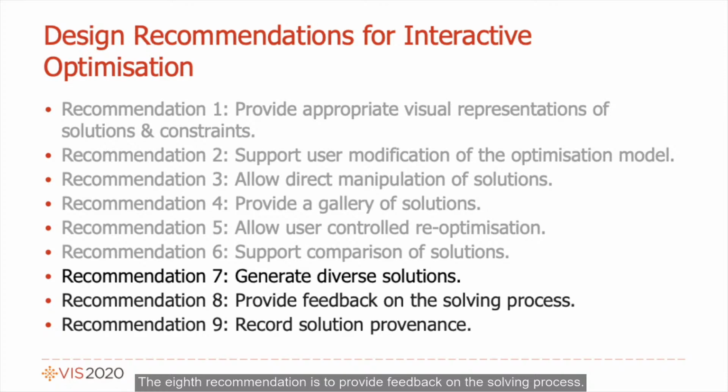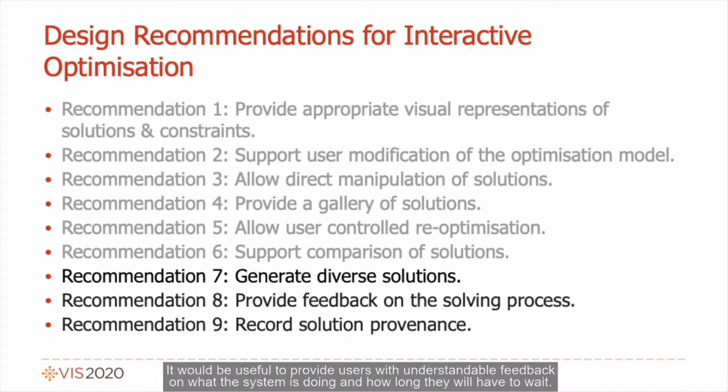The eighth recommendation is to provide feedback on the solving process. Often, optimization systems give little feedback about a solving process, making it a black box. Sometimes finding a solution can take minutes or even hours or days. It would be useful to provide users with understandable feedback on what the system is doing and how long they will have to wait.